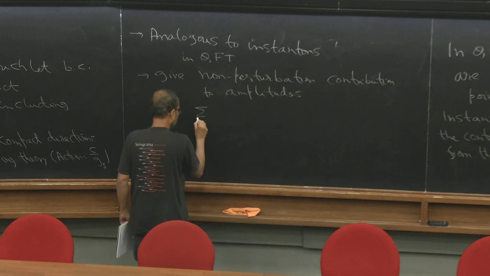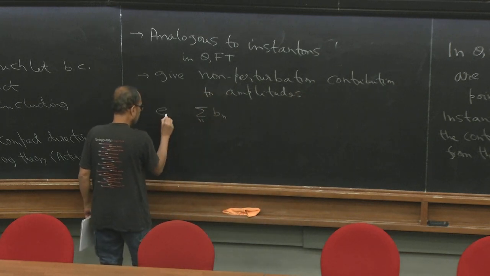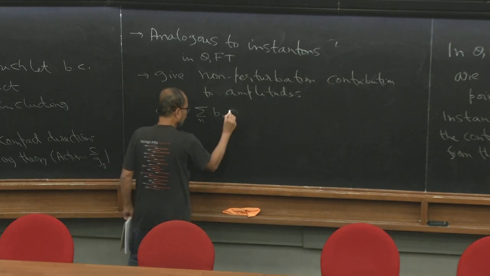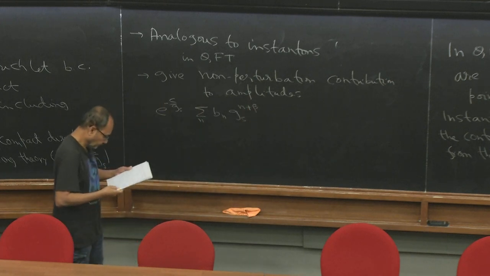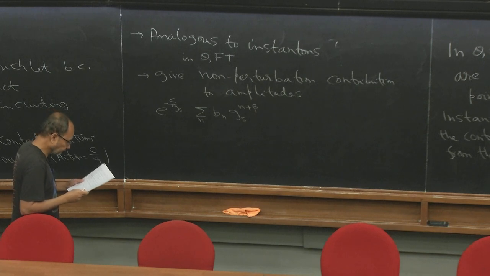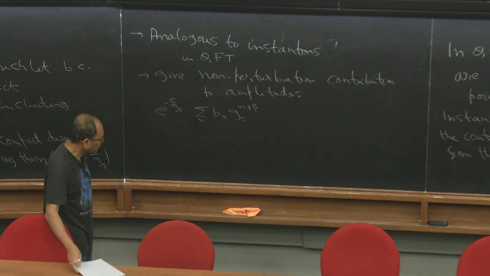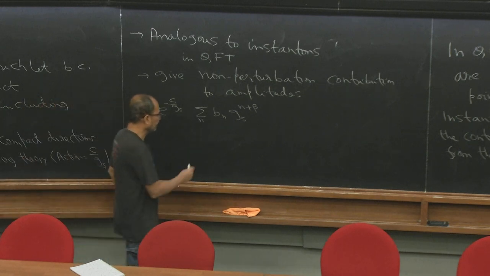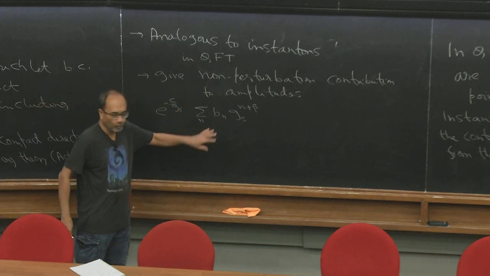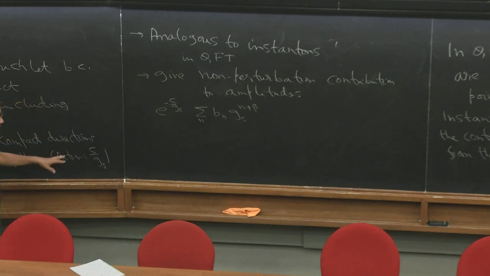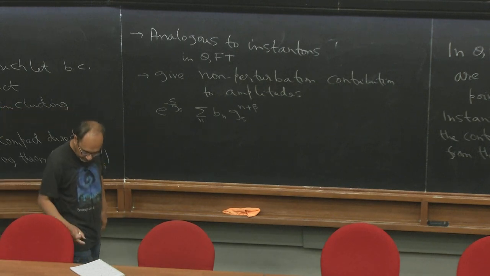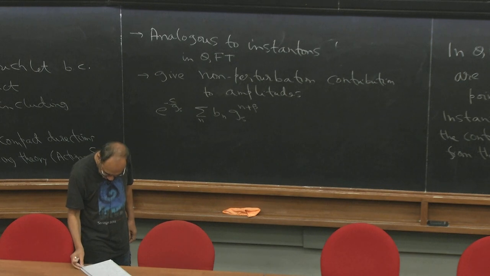Okay, these amplitudes, as I have already written, take the form e to the minus C over g_s and b_n g_s to the power n plus beta. And these are given by integrals over the moduli spaces of Riemann surfaces with boundaries. Why with boundaries? Because once you have D-branes, you have open strings which end on D-branes, and the open string worldsheets have boundaries. That's the reason why the D-instanton amplitudes have worldsheets with boundaries.